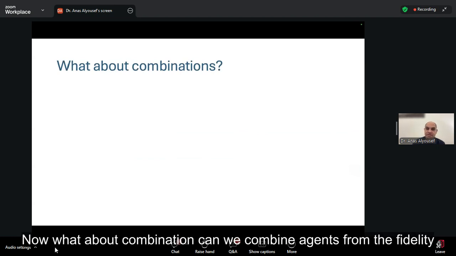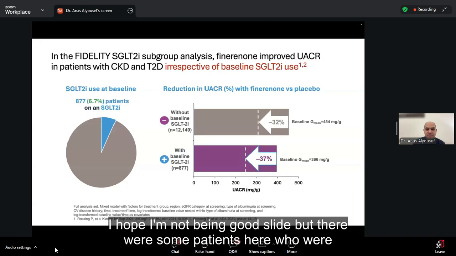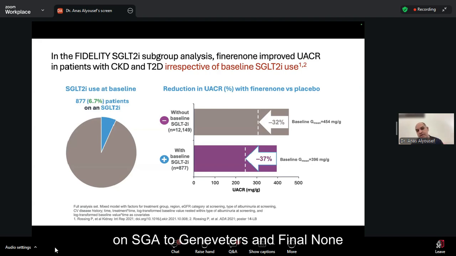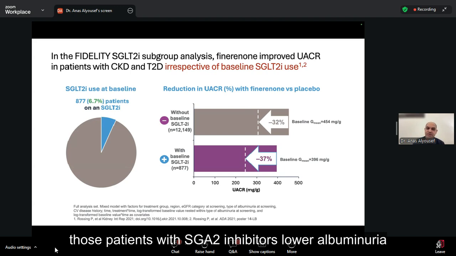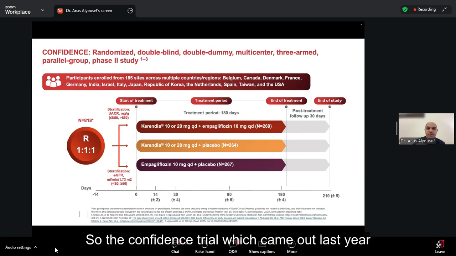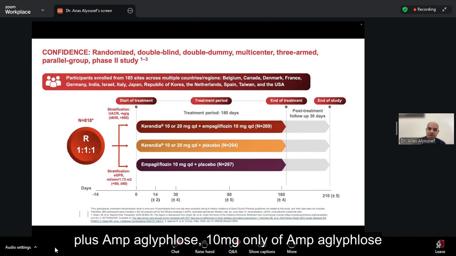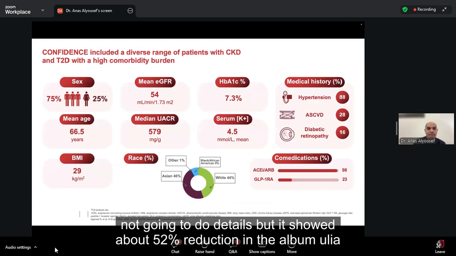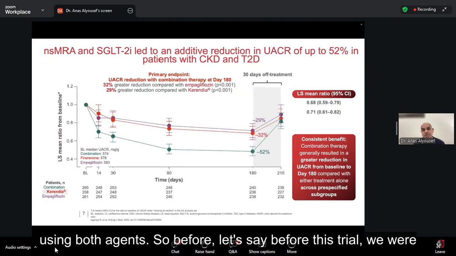Now, what about combination? Can we combine agents from the Fidelity? I'm sorry, Ahmed, I hope I'm not burying your slide, but there were some patients here who were on SGLT2 inhibitors and finerenone, and we can see that there was about 5% difference in those patients with SGLT2 inhibitors, lower albuminuria. So the CONFIDENCE trial, which came out last year, randomizing patients to finerenone plus empagliflozin, 10 mg only of empagliflozin. Not going to do details, but it showed about 52% reduction in the albuminuria using both agents.